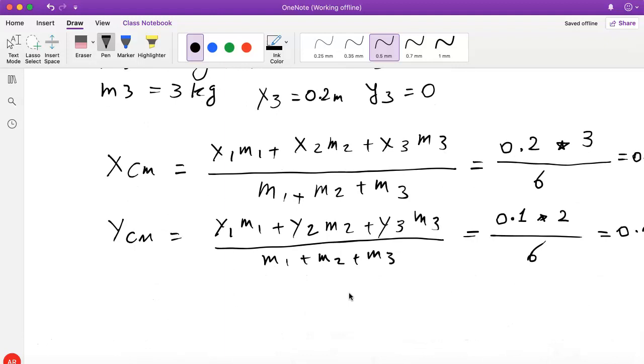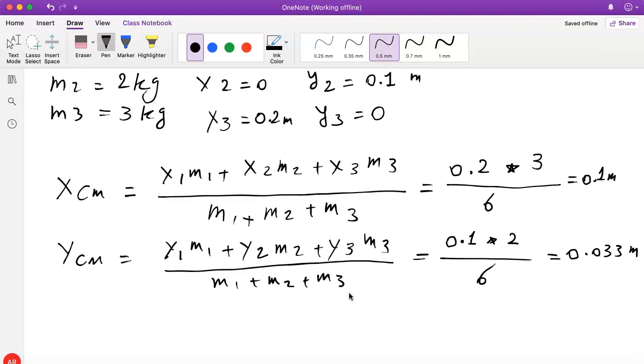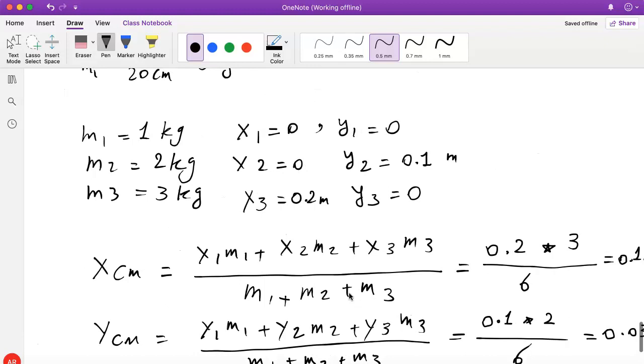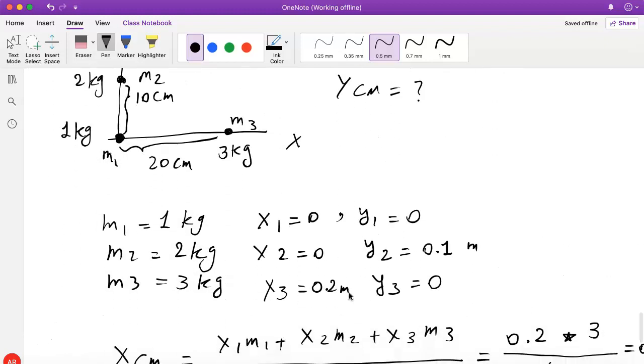So these problems are pretty straightforward. You can have four particles, you can have five particles. It's quite straightforward to just identify the coordinates of all the particles, separate x and y, put them into the formula, and then we find where they are. So x_cm is going to be somewhere like 10 centimeters, so it's right in the middle here. And y_cm is 1/3, so at like 3 centimeters and something, so it's somewhere over here.